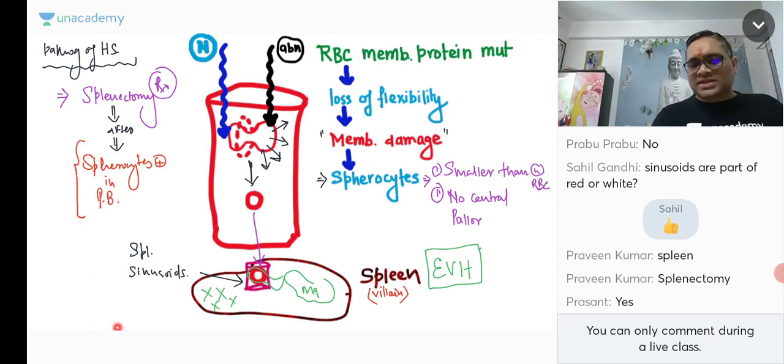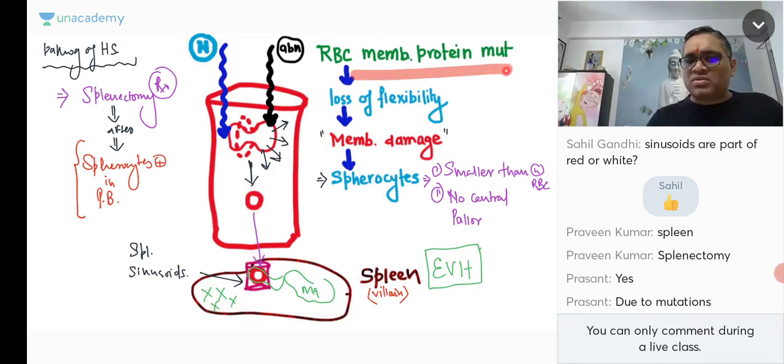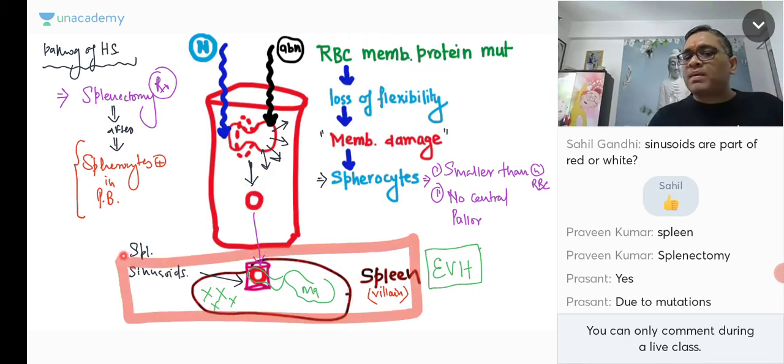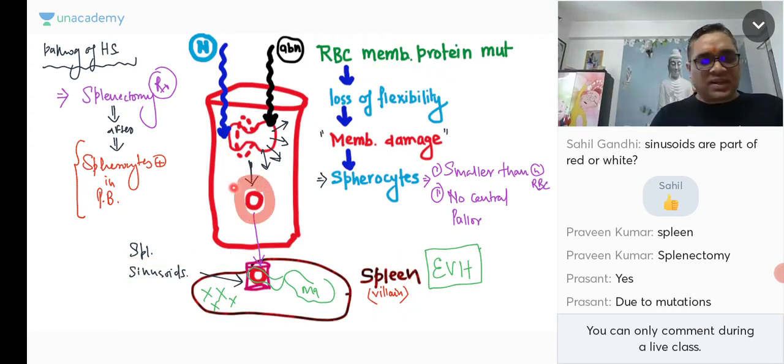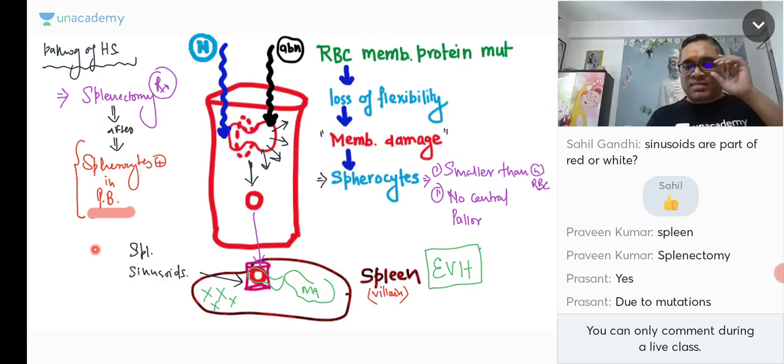Why did I say it is a very beautiful point? Because see, the damage is done by the spleen, but spherocyte formation is not by the spleen. Spherocyte formation is due to a simple membrane protein mutation. So even though you remove the spleen, the membrane protein mutation is still there, and that is why they will still have spherocytes in the peripheral blood. This was the statement in the PGI exam. So basically, the problem is the RBC membrane mutation, it is not the spleen. The spleen is the reason for the hemolysis. That's clear, right?